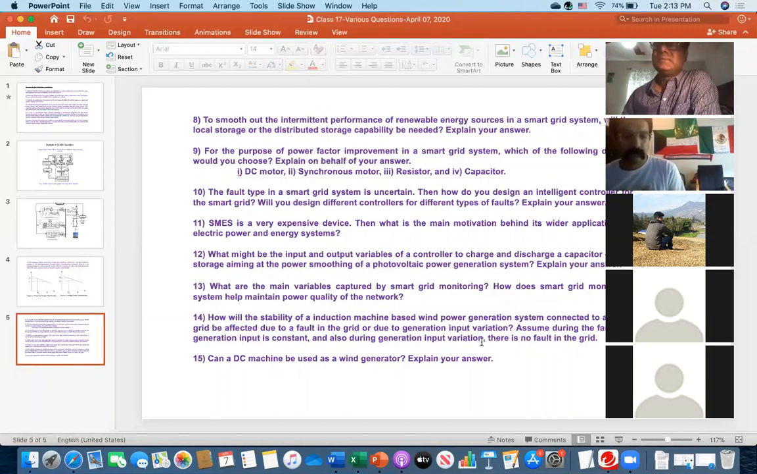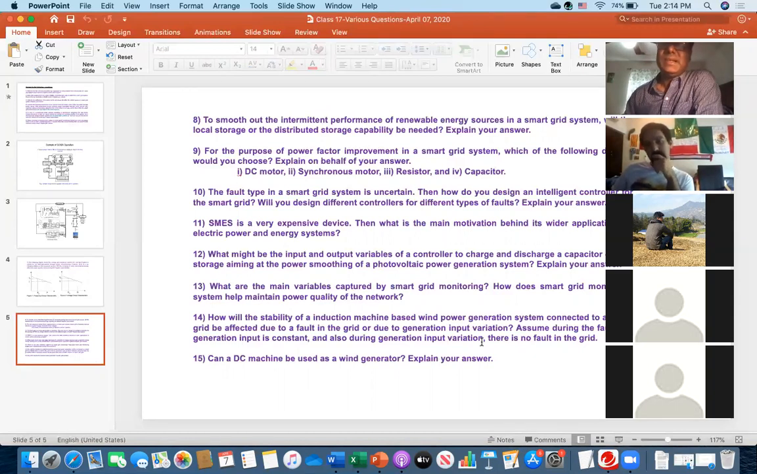Okay. So what about the synchronous machine based power generation system? Is it going to be the same? If it is a synchronous machine based wind generator system, still the conclusion is the same. But in the traditional power grid, typically there is no input variation. That's why the question is regarding wind generation or solar system. So these questions are valid for only renewable sources.